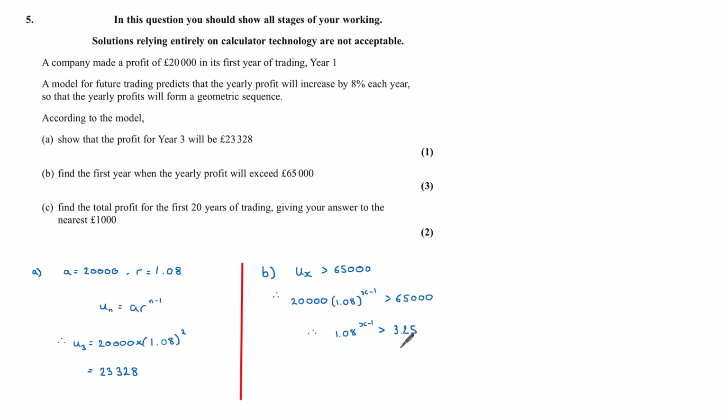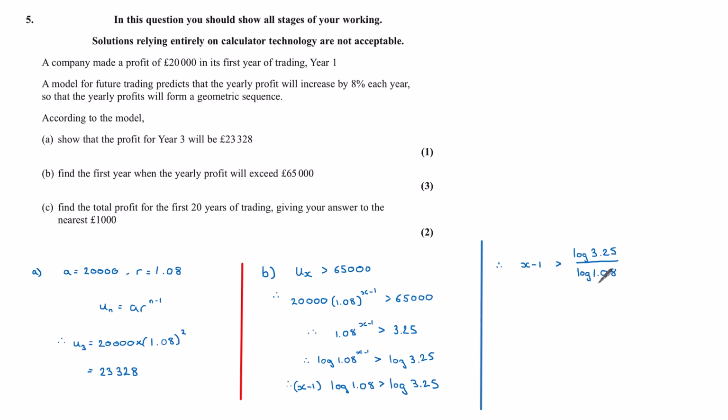If I divide by 20,000, that means I'm looking for 1.08 to the power x minus 1 to be greater than 3.25. I'm going to take logs of both sides of this equation so that I can use the log rule of log a to the b is equal to b log a. So in this case, log 1.08 to the x minus 1 is the same as x minus 1 times log 1.08. And this is greater than log of 3.25.